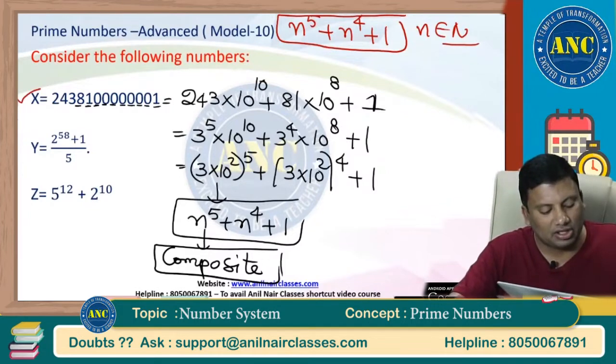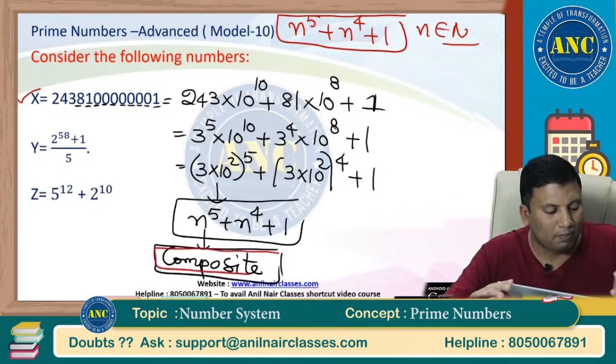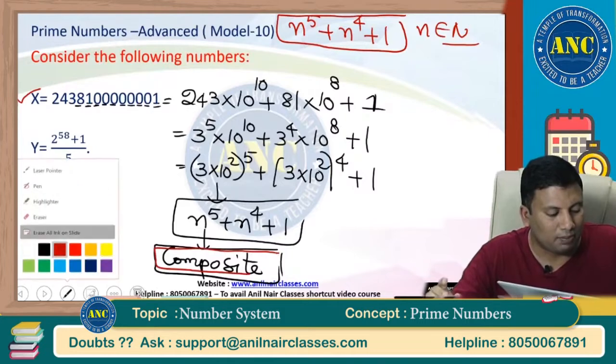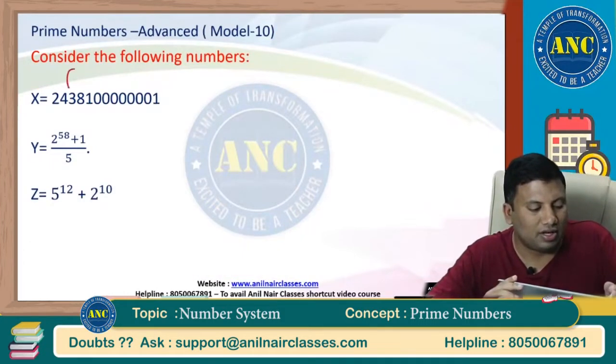So, the answer for this question is, this is a composite number. This is a composite number. So the first one we got it as composite. The answer for this question is composite.